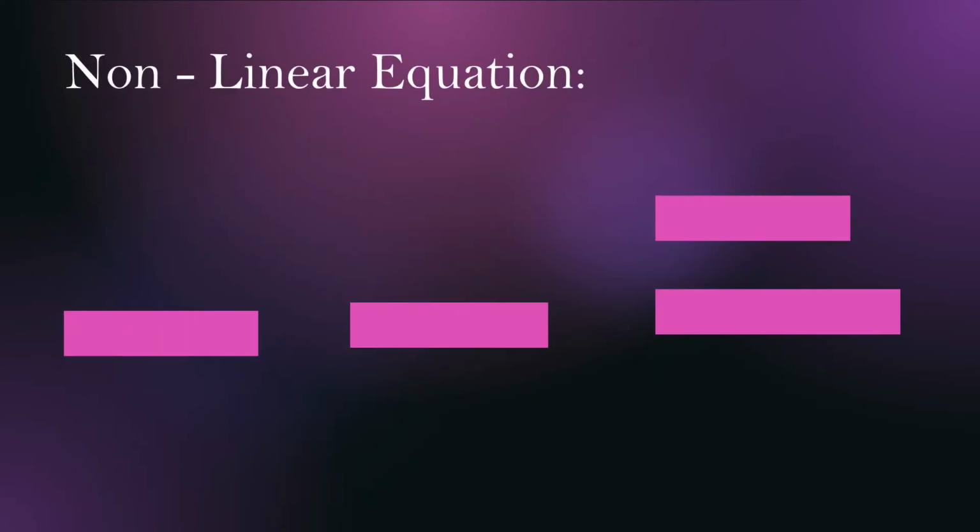Now, how about this one? These are non-linear equations. y squared is equal to negative 5. Why is this not linear? Because of the exponent of y, which is 2.